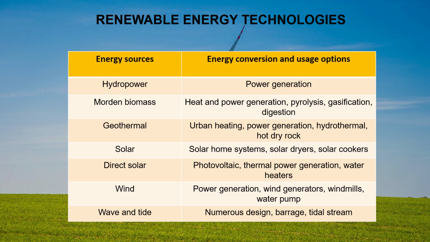With the help of solar energy based technologies, we can utilize solar energy for various applications, and some of the important applications are mentioned here. We can utilize solar energy for power generation, whether photovoltaic based power generation or thermal power generation. Apart from this, we can also use solar energy for technologies like water heaters, solar home systems, solar dryers, solar cookers.